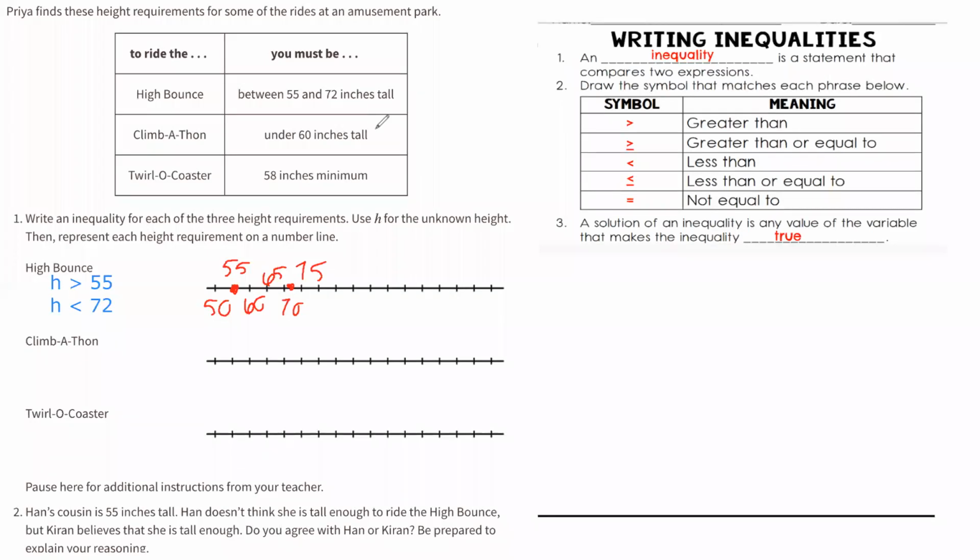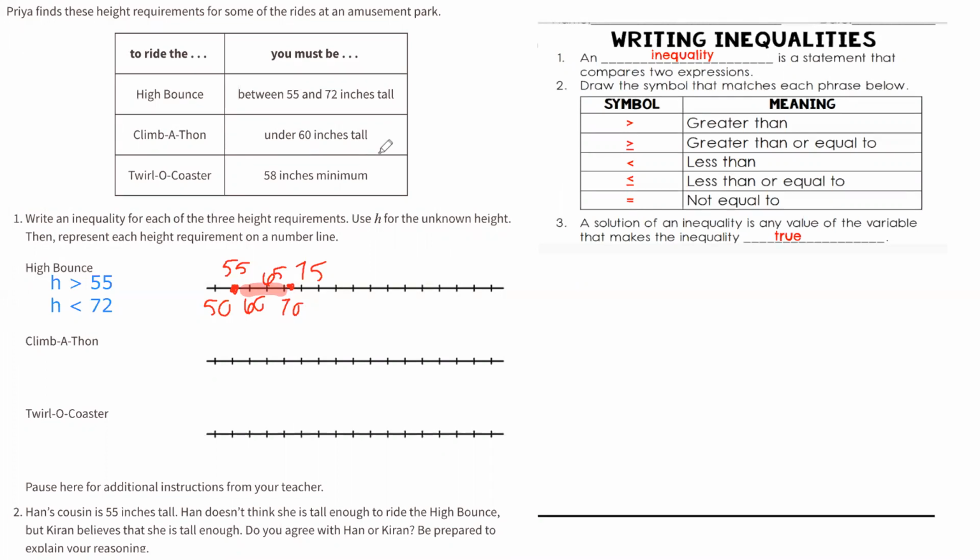And then all those numbers in between 55 and 72 could be a height that you could be to ride the high bounce, could be a solution to our inequality. I'm going to fill those numbers in right there. Oops, I'm going to erase that one and make sure I don't go past 72. Perfect.